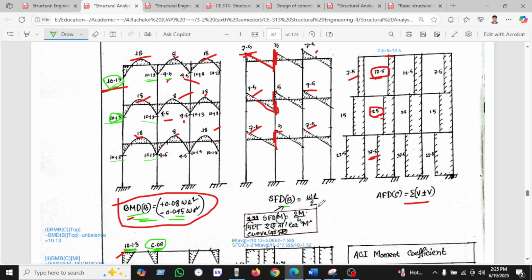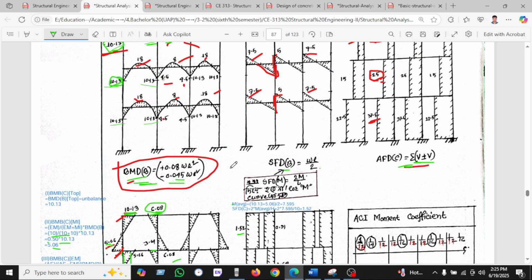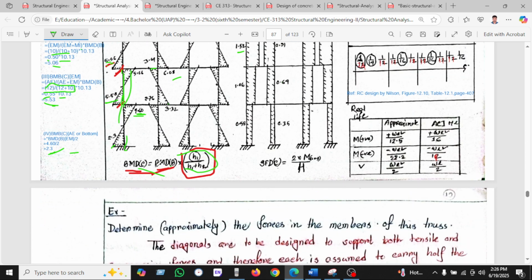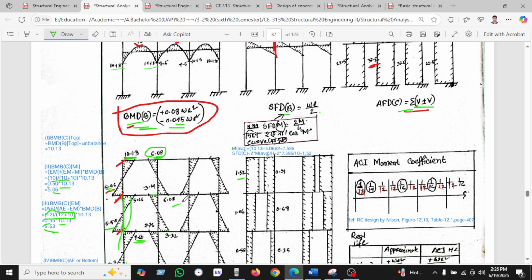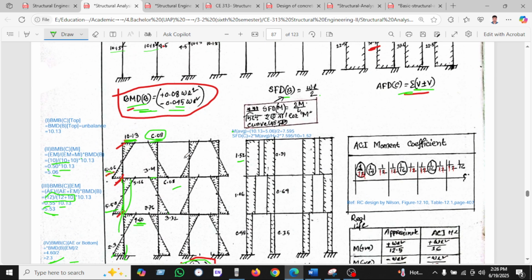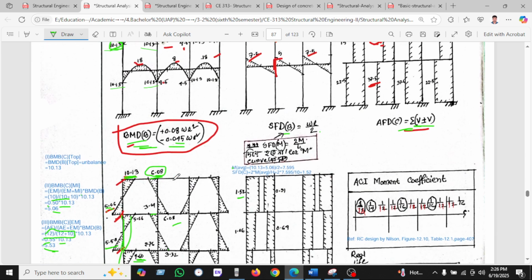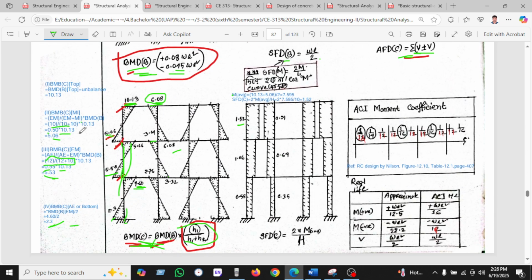And for SFT we will use WL by 2 in this formula, and for shear force we will just add this value, and subsequently add in the sum of the shear and shear. So these are the important steps for how we get the bending moment of the column from the bending moment of the beam. If we want to draw the bending moment of the column, we have to use these 4 steps.